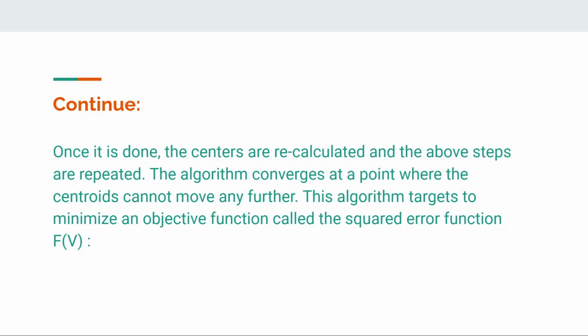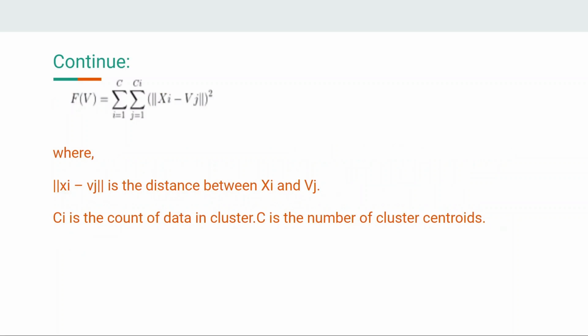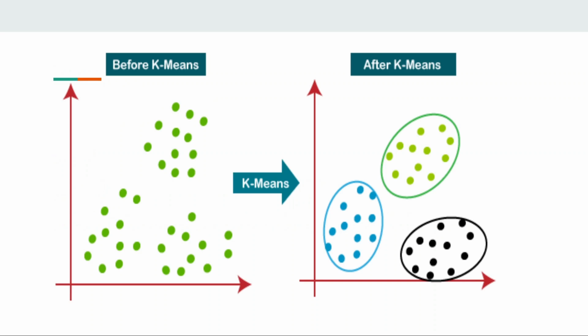Once it is done, the centers are recalculated and the above steps are repeated. The algorithm converges at a point where the centroids cannot move any further. This algorithm aims to minimize an objective function called the squared error function. The formula is given over here. This is a graphical representation of K-means.